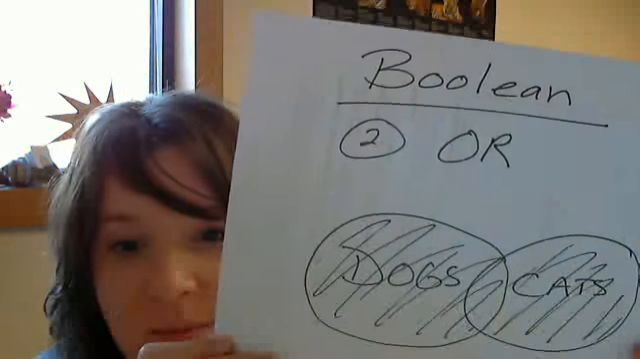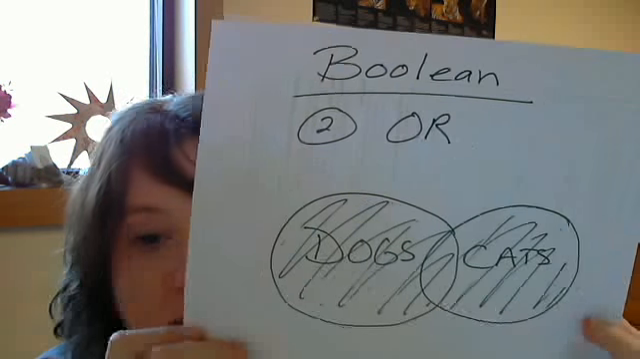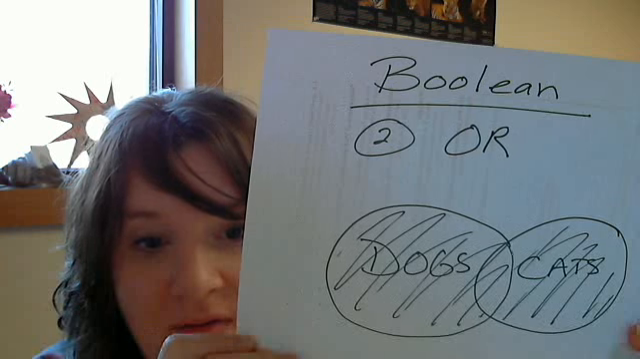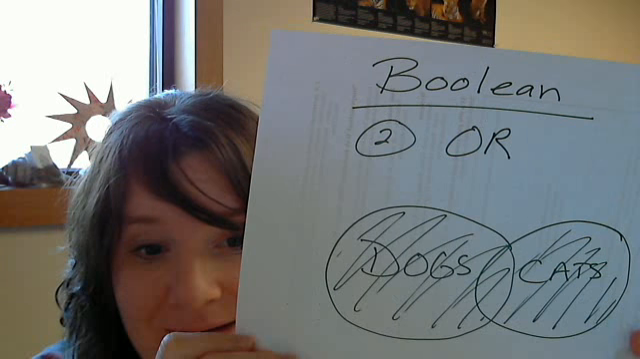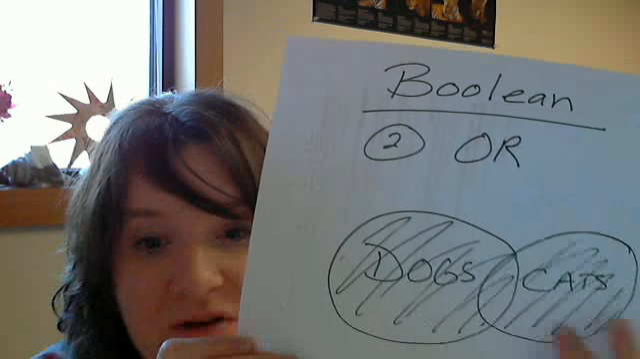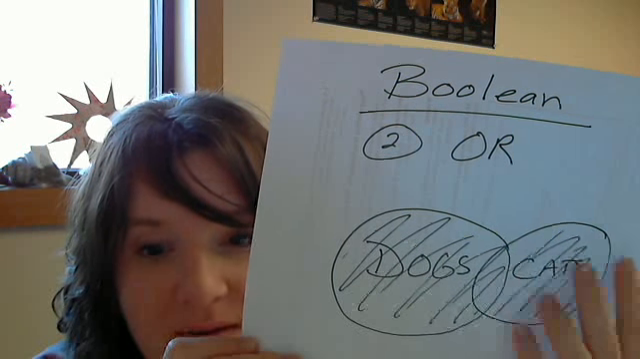The second Boolean operator is "or." What I'm seeing here is that if I do a search for dogs or cats, then I'm going to get articles about dogs, articles about dogs and cats, and articles about cats. So essentially all of the circles are filled in because I'm going to get everything.